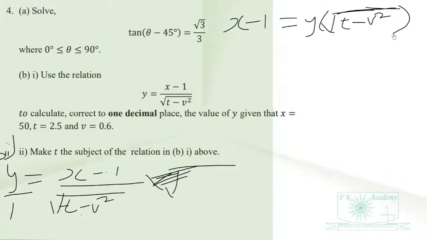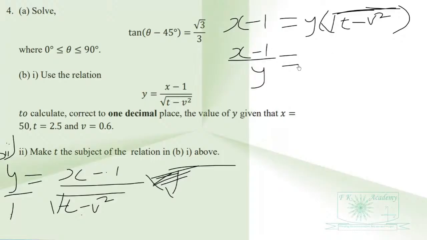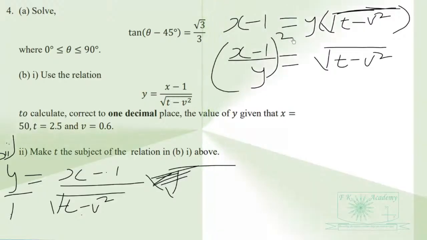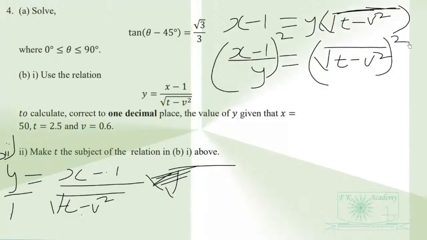Now let's divide through by y. So we get x minus 1 over y is equal to square root of t minus v squared. So this time we can square both sides to get this and this. So this is the square that can cancel the square root.